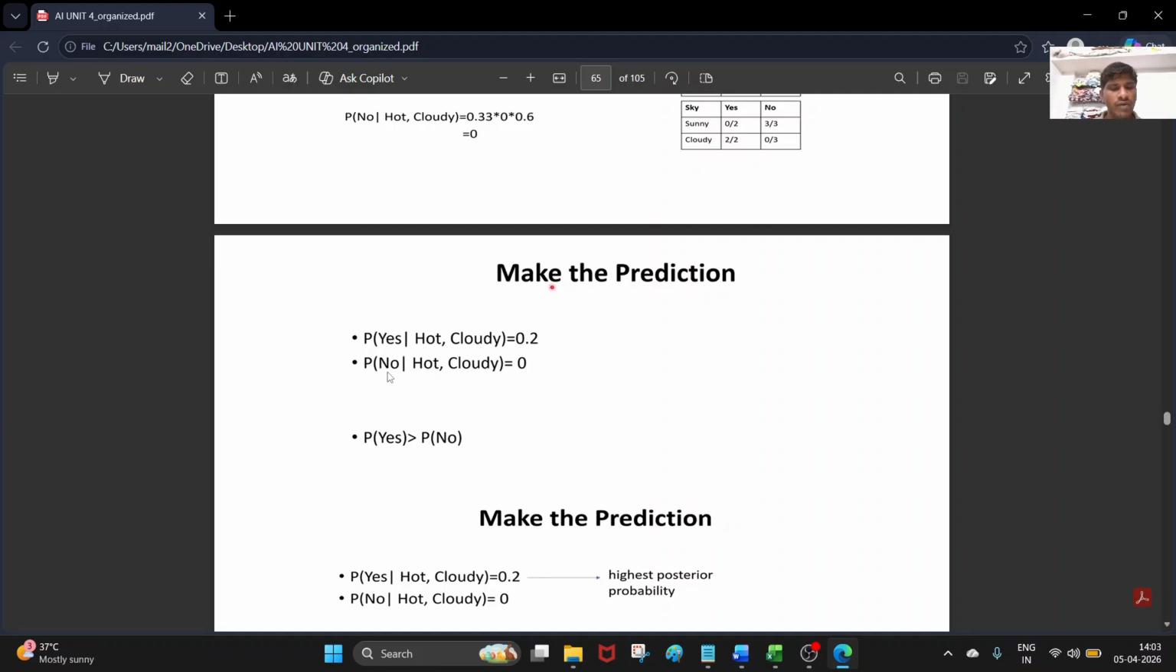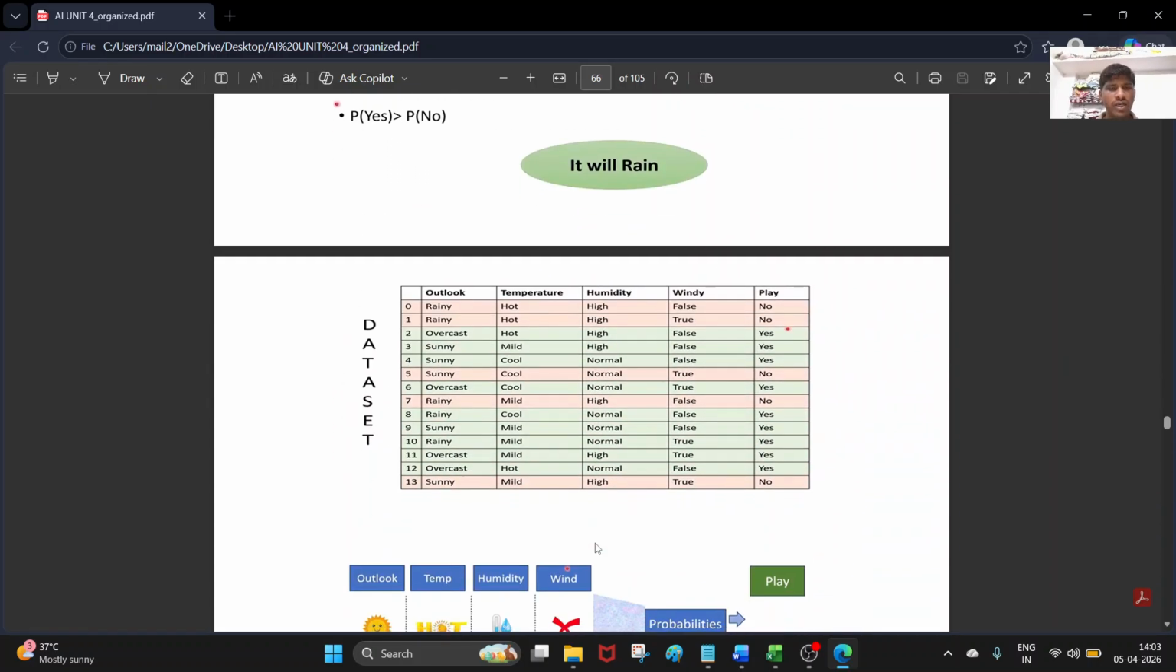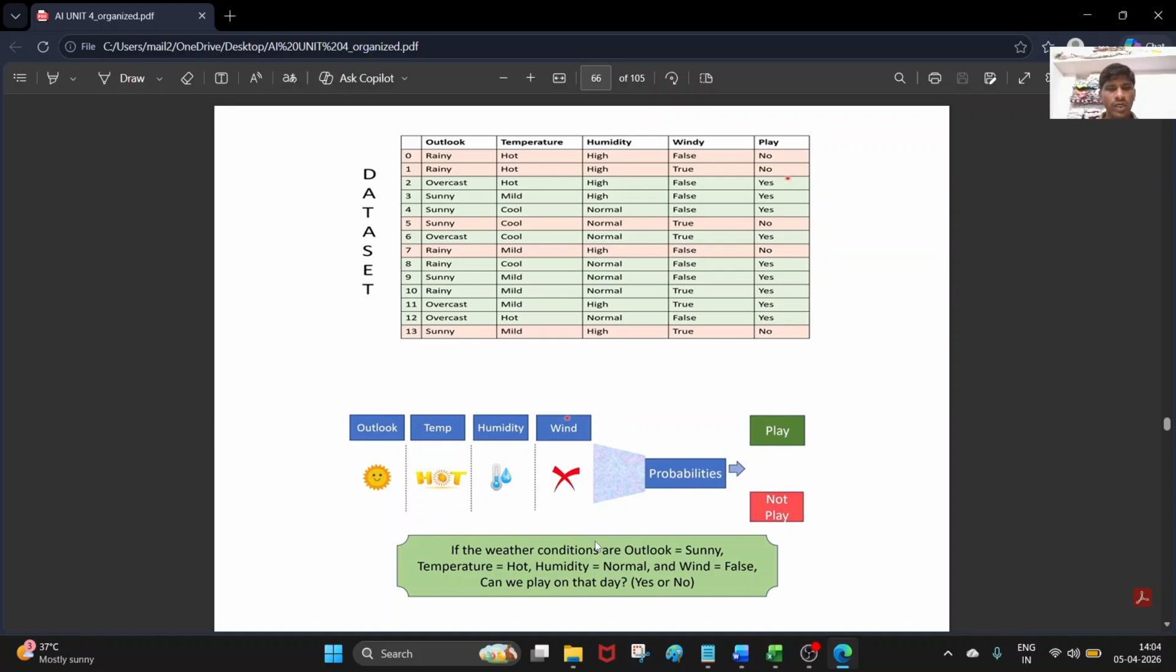Probability of no rain, when temperature is hot and sky is equal to cloudy, this is equal to 0. So P of S is greater than P of no. Here S has the greater value, so there is a high probability to make the prediction. Here rain will occur. Similarly, you can consider this problem and take it as homework and proceed.